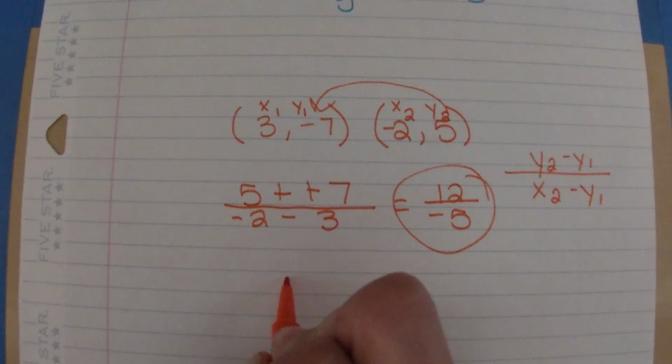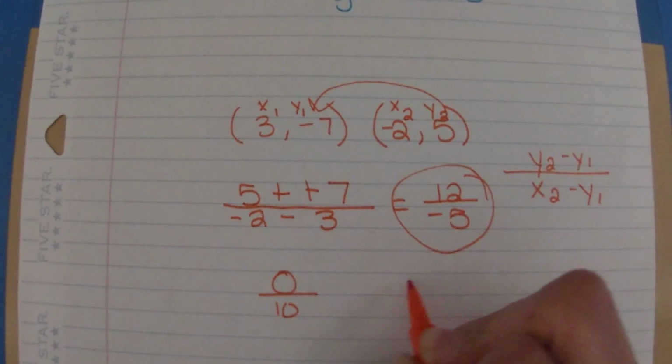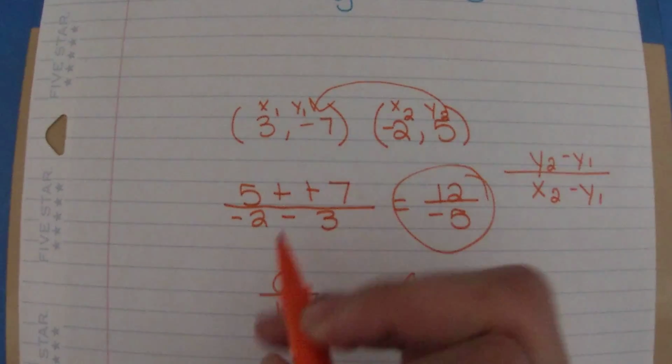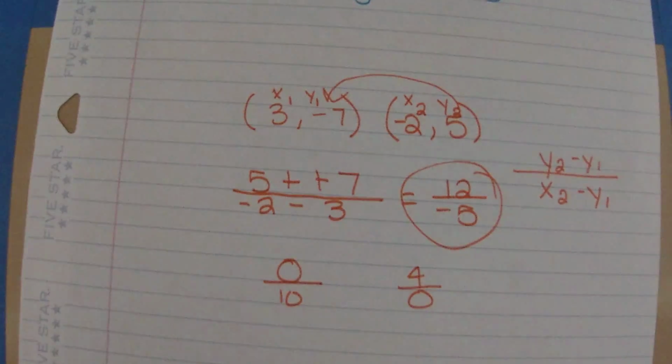We have some weird slopes, so think about what it means if we get a 0 on top or a 0 on bottom. Remember how 0 on top is that no slope, that 0 slope, and 0 on bottom is our undefined slope. So go through and do the practice for today.